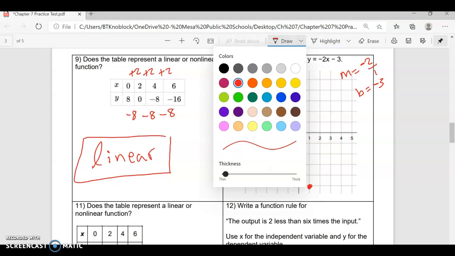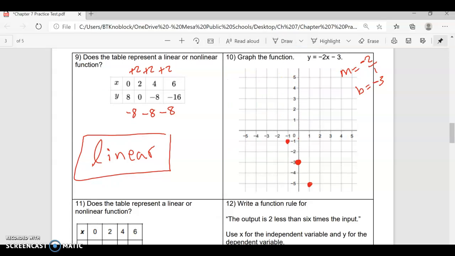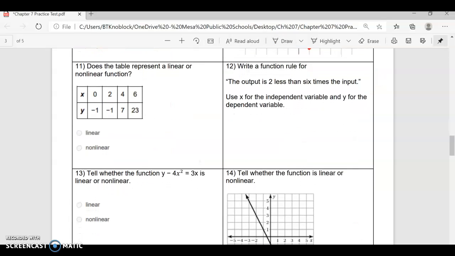Okay, number 11. We want to know, does it represent a linear or nonlinear function? So we have to see, is there a pattern? 0 to 2, that's adding 2, adding 2, adding 2. Here, negative 1, that's adding 0. And then this would be adding 8. And then something else. So that would be nonlinear. You're not doing a pattern.